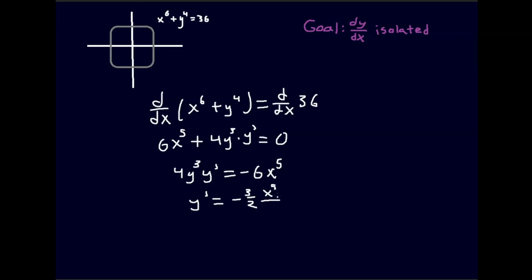divided by y to the 3. And that's the solution. Pretty simple, only took a couple minutes. And you're able to find the slope at any point of this curve now using that. So pretty neat. Okay, let's go into a slightly more complicated example.